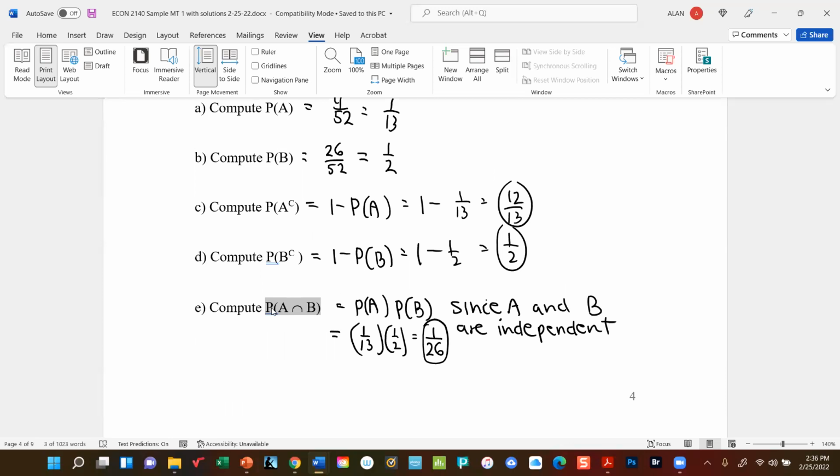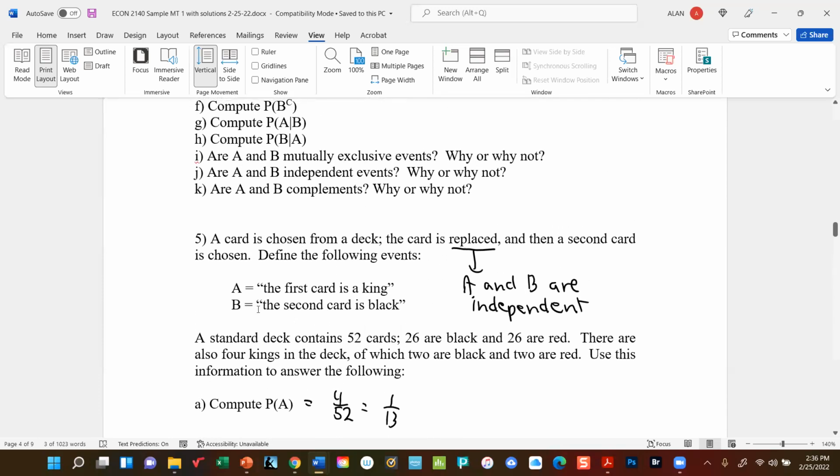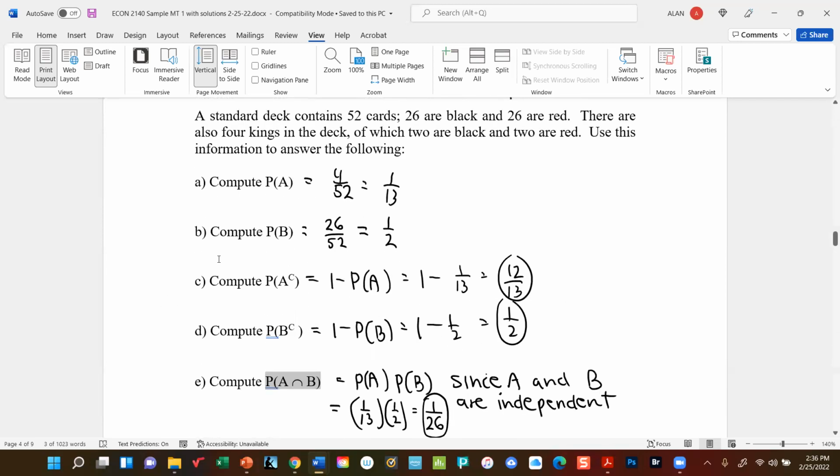Excellent. So then I just have to multiply 1/13 times a half, and I wind up with 1/26. All right, but if you didn't realize that these events are meant to be independent of each other, that would have been very difficult. In fact, I'm not even sure what you would have done, but the fact that they're independent makes it easy to calculate this probability.